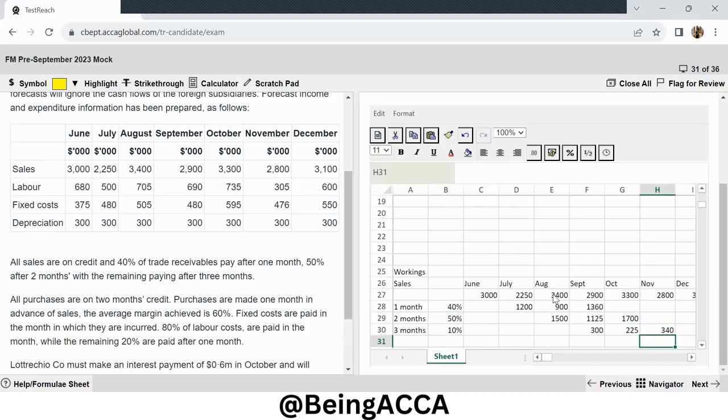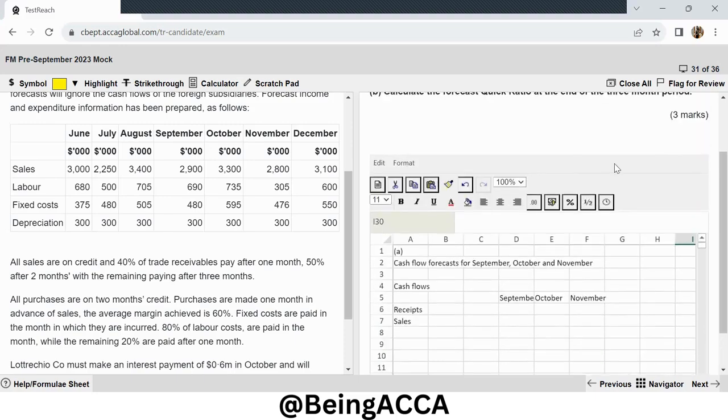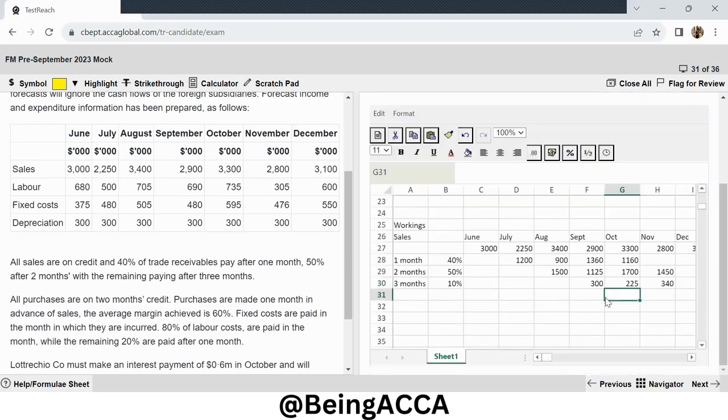Now again, we did for August now. Let's just go for September now. So for September, after 1 month, I'm going to be getting 40% payments. Then for the second month, I'm going to be getting 50% of this amount. So this comes out to be 1450. And then for the 3 months amount, we don't really need the forecast for December, so just let it be. Moving on, now we have done it for September.